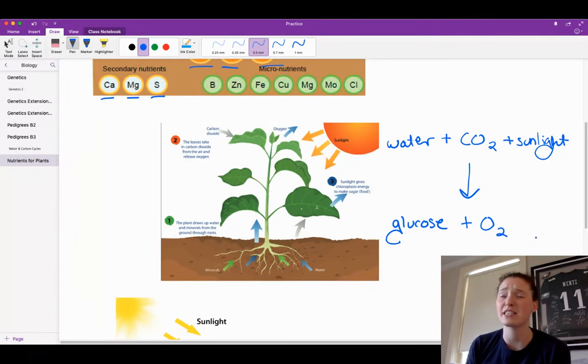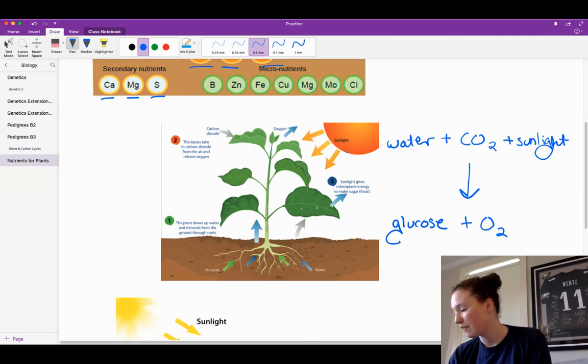We hear this concept of like we breathe in oxygen and breathe out carbon dioxide, and plants breathe in carbon dioxide and breathe out oxygen. This is what it's referring to. It's referring to photosynthesis. They take in atmospheric carbon dioxide and they put into the atmosphere oxygen gas. That all is shown here, right?